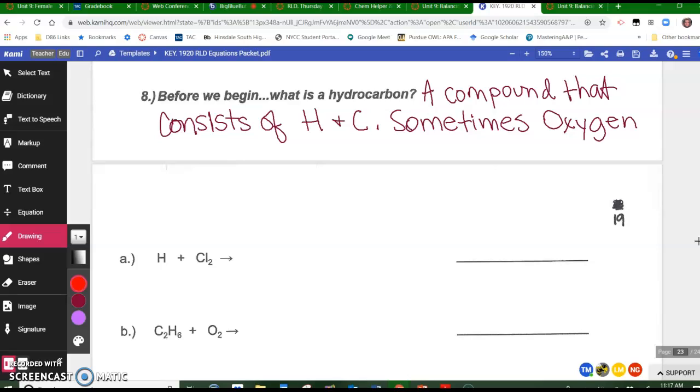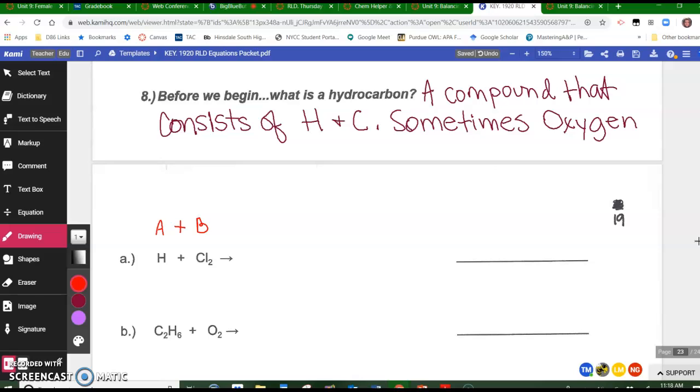To start, I'm going to assign a letter A, B, C, or D to each element that I have in my reaction. So here I have hydrogen, and since that's my first one, I'm just going to say that hydrogen is A. I have my plus sign, and then I have chlorine. Since that's a different element from hydrogen, I'm going to give that a different letter, which is a B.